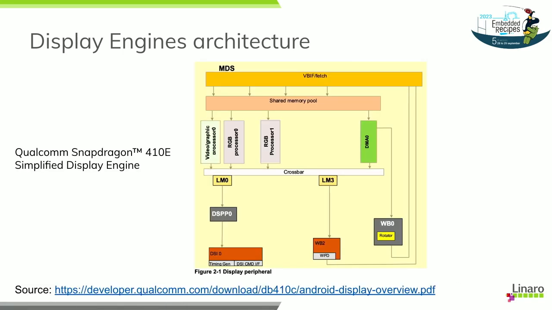For example, I took the diagrams of the platforms I found, because finding actual diagrams of an SoC display engine is hard. Honestly, finding documentation is hard, and correct diagrams is harder. So this is a simplified display engine. I have the actual real diagram, but I cannot share it. Basically, the Qualcomm architecture is really modular and can adapt to plenty of use cases. So this is an old platform.